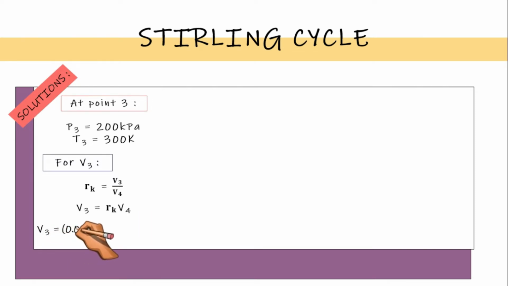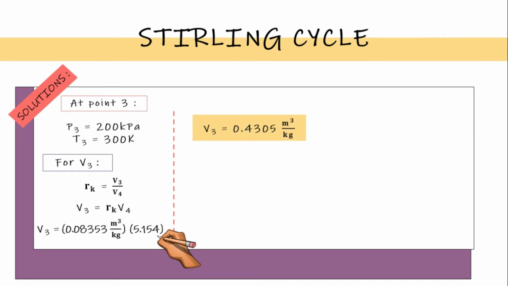Substitute. V3 is equal to 0.08353 cubic meter per kilogram multiplied by 5.154. The answer is 0.4305 cubic meter per kilogram. Can you follow? Can you still follow? If not, you can always go back and repeat it again. Okay? Practice and practice and practice until you make it.